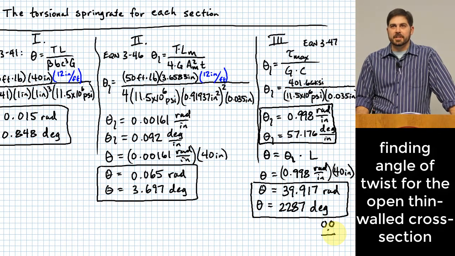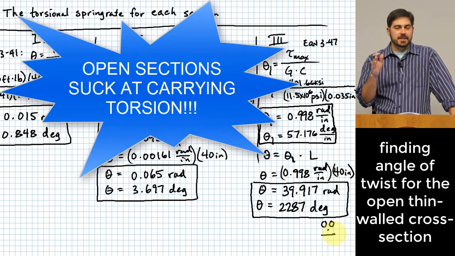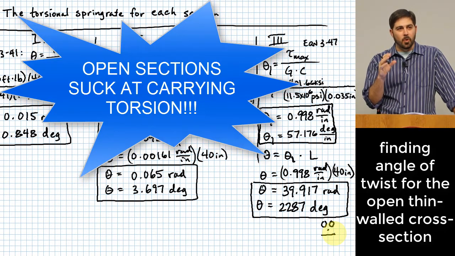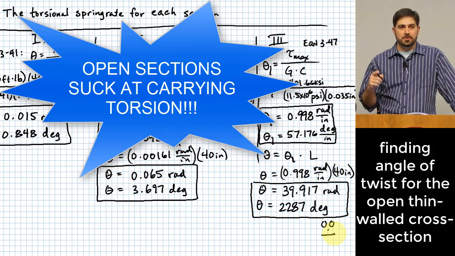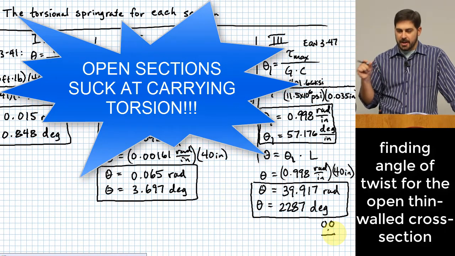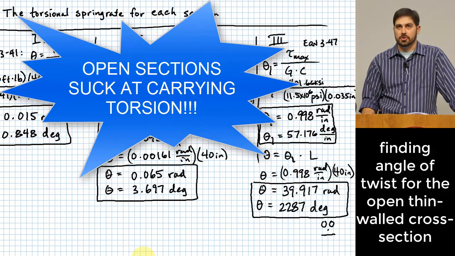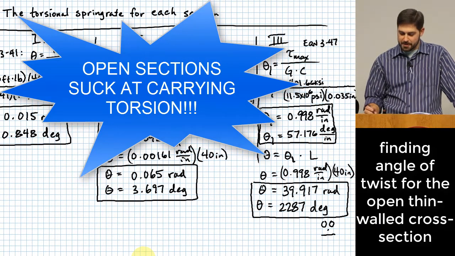So this is the point in the lecture where I say this. Open sections suck at torsion. If there's one big takeaway you take from today's lecture, it is do not use open sections to carry torsion if you can help it. Because it is a really bad way to carry a torsional stress and to have any sort of stiffness in a torsional orientation. All right? So that's our big takeaway today. Open sections suck at torsion.